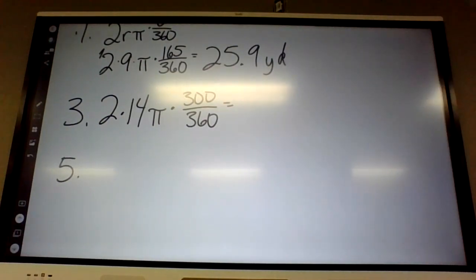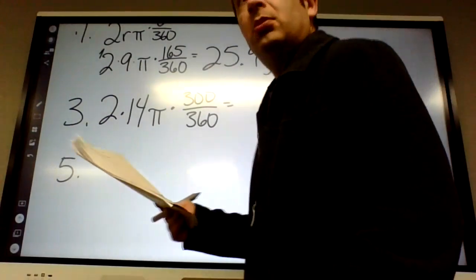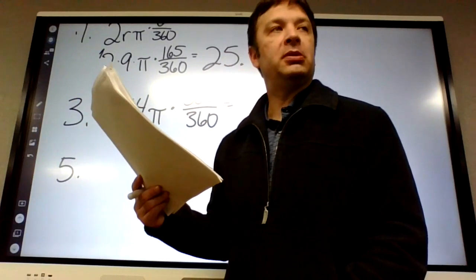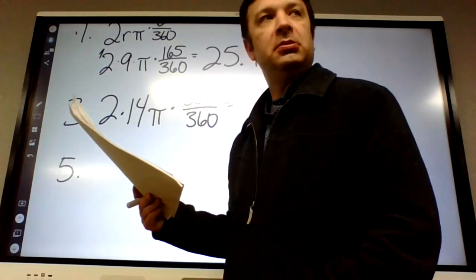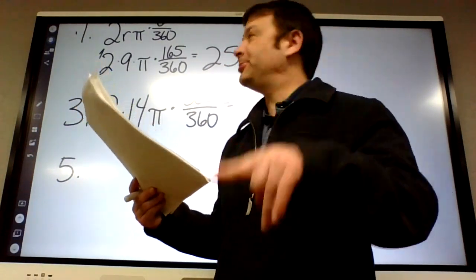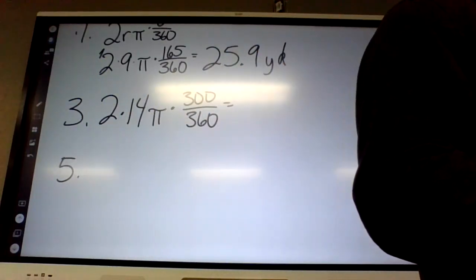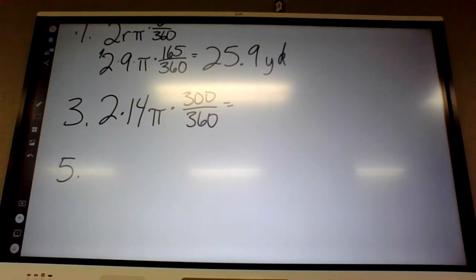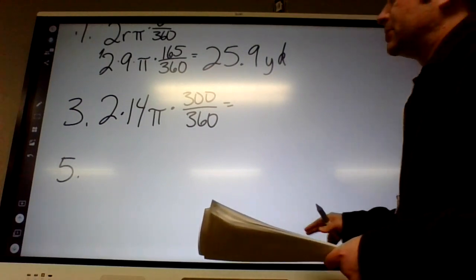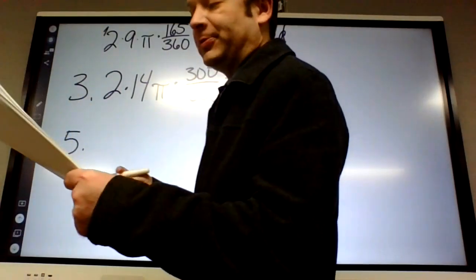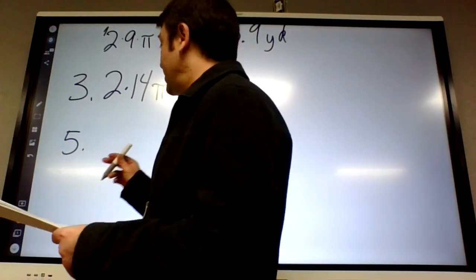Is it actually? Yeah. Because there's the measurement of the arc, like how many degrees it is, and then there's the arc length, which is like how many feet it is. It's really two different types of measurements, but okay.